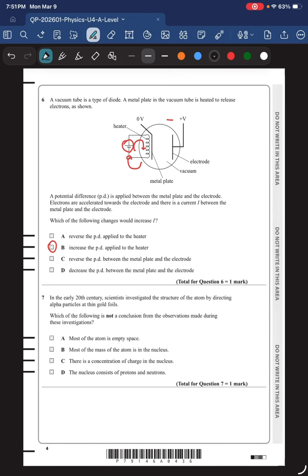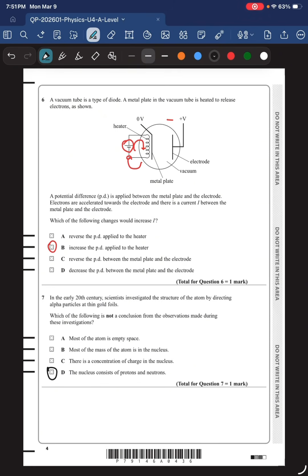In the early 20th century, scientists, this is question 7, investigated the structure of the atom by directing alpha particles at thin gold foils. Which of the following is not a conclusion from the observations made during these investigations? A, most of the atom is empty space. That was a conclusion they reached, actually. B, most of the mass of the atom is in the nucleus. That's actually what they concluded. C, there is a concentration of charge in the nucleus, which is what they concluded. And then D, the nucleus consists of protons and neutrons. So that's the correct answer.